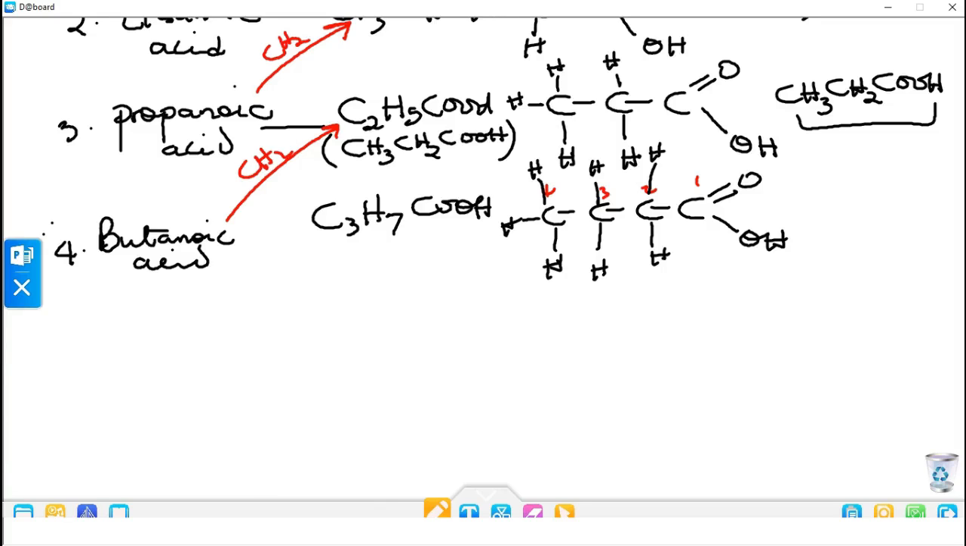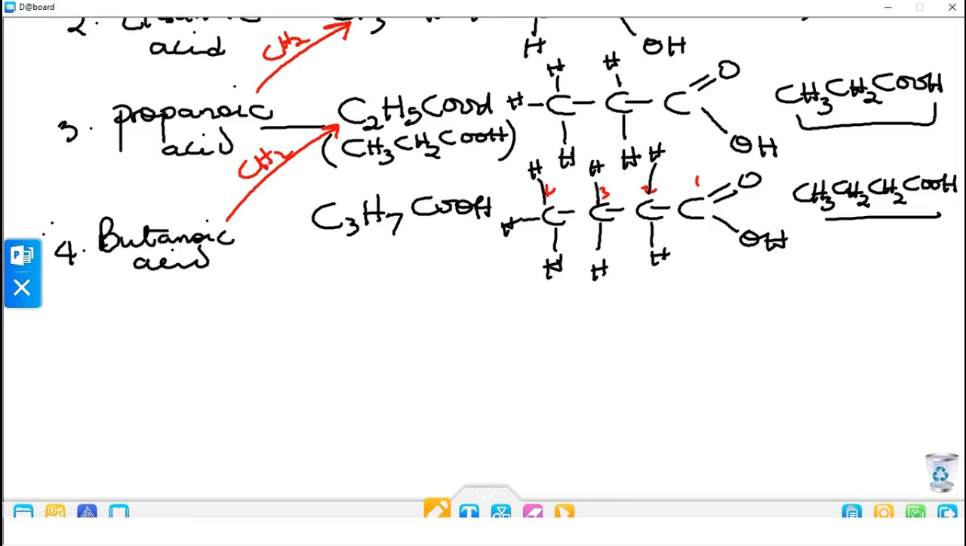What will be the condensed formula? The condensed will be CH3CH2CH2COOH. That is it. So this is how to write the structural and the condensed formula for any given hydrocarbon.